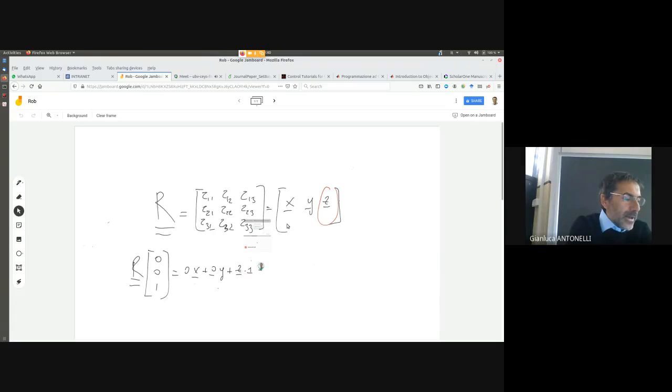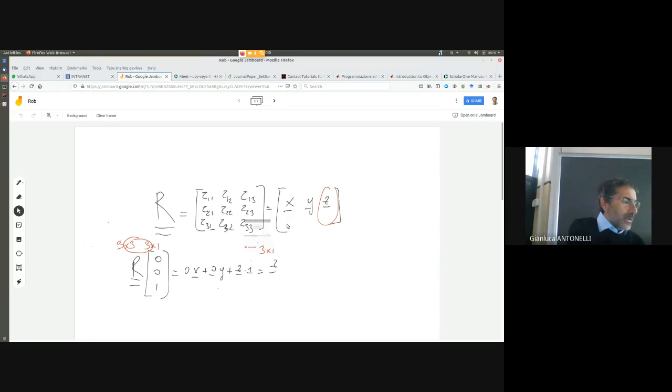So I extracted Z from R. You can do it for a generic matrix. If you want to extract a certain column, you multiply by all zeros except one, where the one is the column that you want to extract. This is 3 by 3, this is 3 by 1. I remember the matrix multiplication, the result is 3 by 1. Everything is fine, I haven't made any mistake.